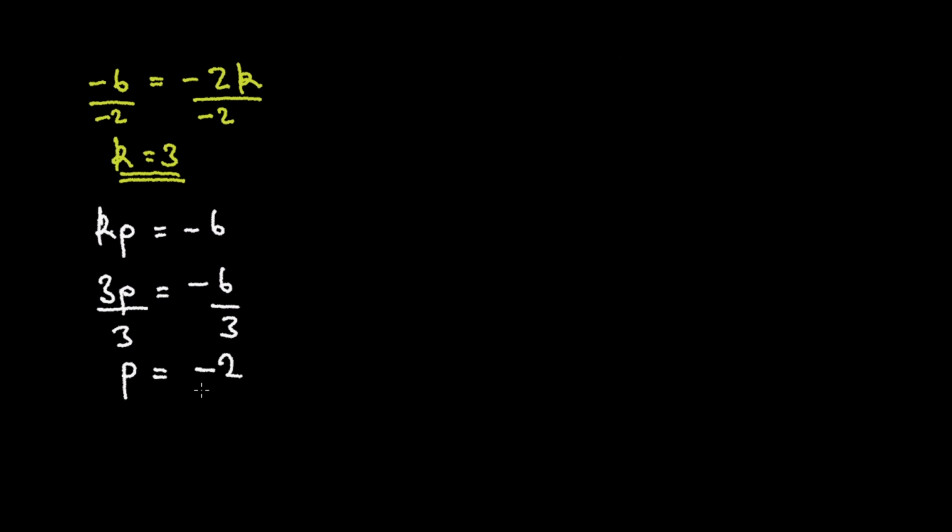So the value of p that makes that vector, or that line, parallel to the other is -2.